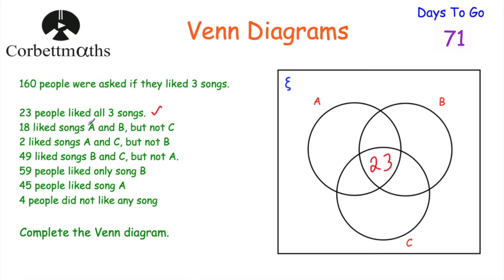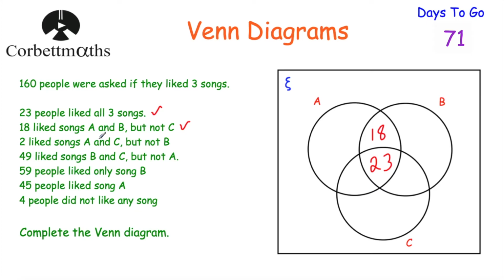18 people like song A and song B, so they're going to be in the circles for song A and B, but not C. And because it's song A and song B, that's going to be where they overlap. So A and B overlap here, but not C. So that means that 18 people are going to go there. They like song A and they like song B, but not song C. So we've done that one.